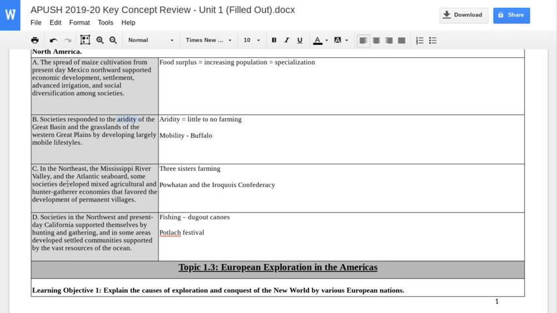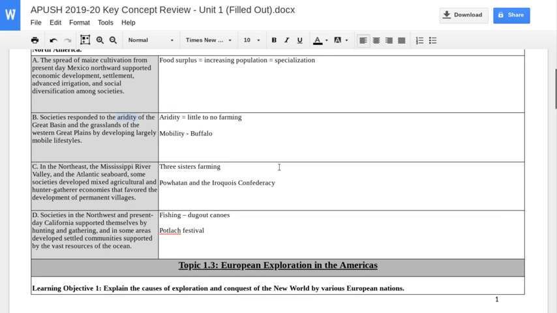With the Northeast and Mississippi River Valley, you do get into permanent settlements. This is because these climates and soils are very good for farming. The type of farming they develop is Three Sisters farming, as you see on the right side: corn, squash, beans. The end-all point of it is that it allows them to develop permanent villages and societies, which means they don't move from place to place. This allows for the rise of political developments and permanent villages. Examples of that are Powhatan and the Iroquois Confederacy.